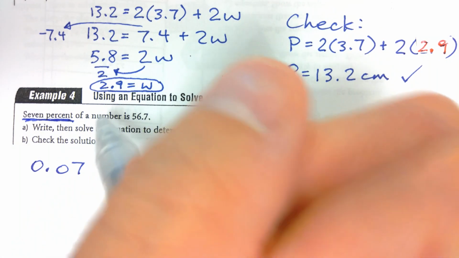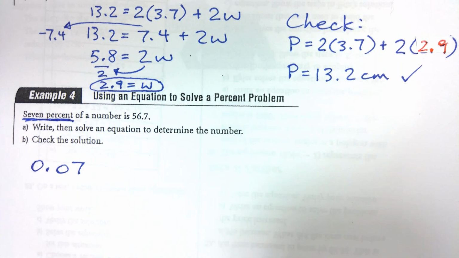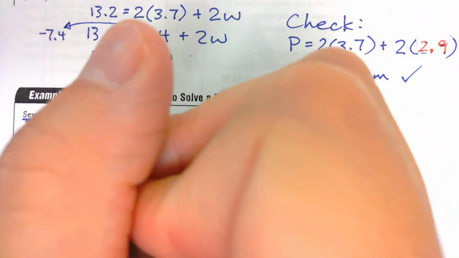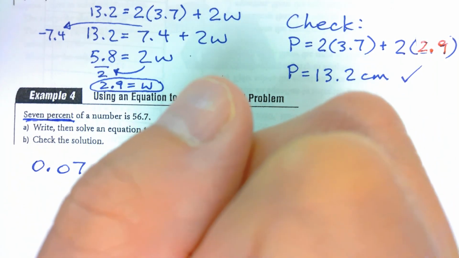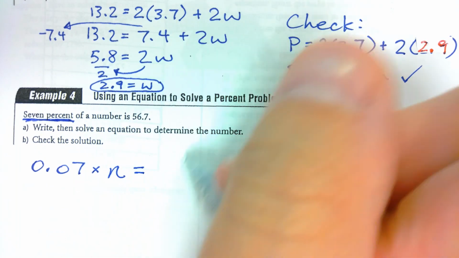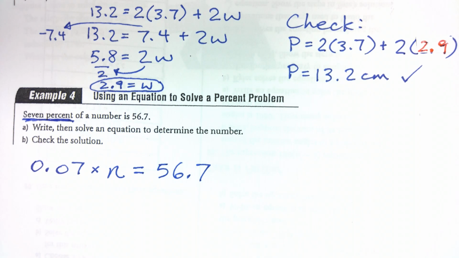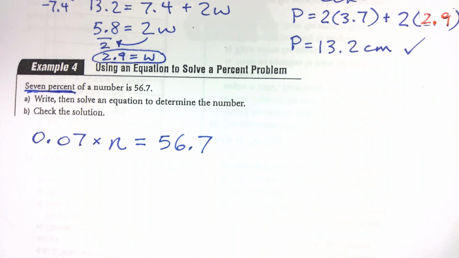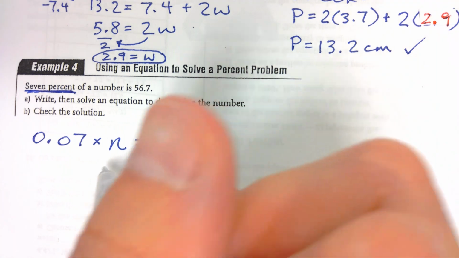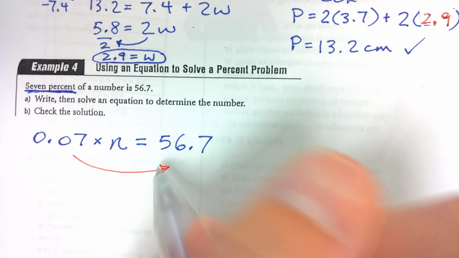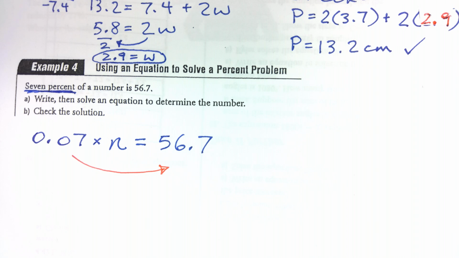Of a number means? So 0.07, and of means times, a number means n, is means equal, and then 56.7. Alright. So we did this in chapter 1. We know how to solve it, and so now we just know the formal way. So it's just like deja vu, recapping what we learned.